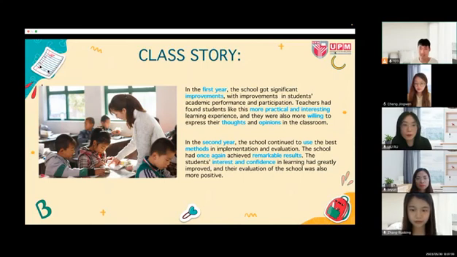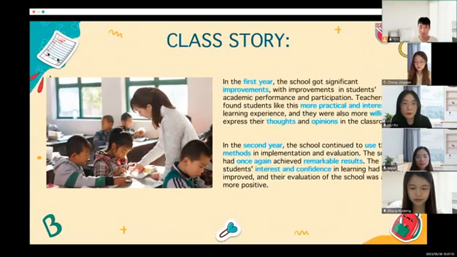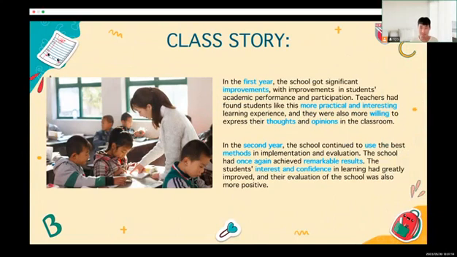In the second year, the school continued to use the best methods in the implementation stage and evaluation, and the school has once again achieved remarkable results. The students' interest and confidence in learning had greatly improved, and their evaluation of the school was also more positive.